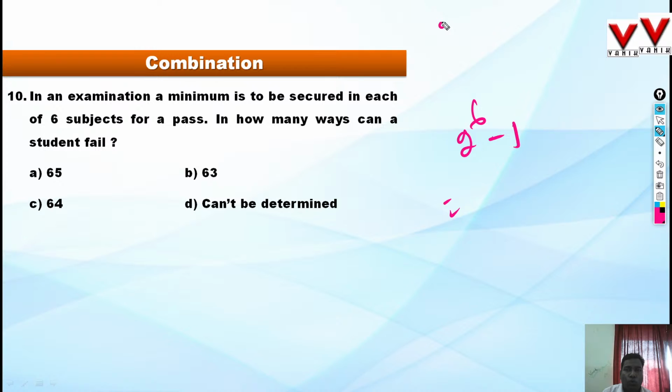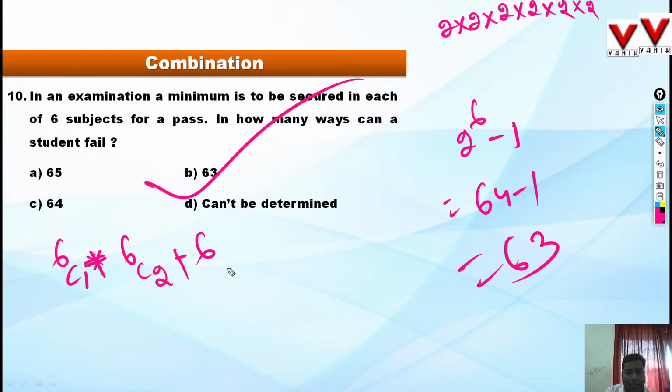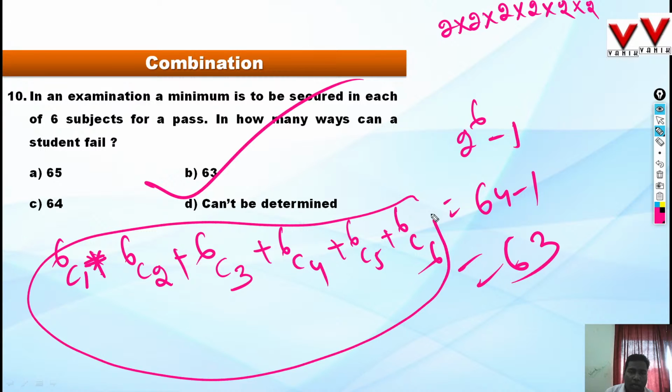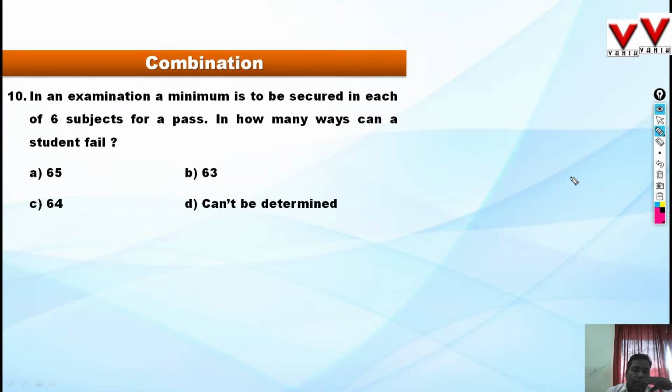So how? Suppose in one subject he failed, that is 6C1, plus suppose he failed in 2 subjects, 6C2, and he failed in 3 subjects, 6C3, then 6C4 and 6C5, and all the subjects 6C6. If you solve this question as 6C1 plus 6C2 plus 6C3 plus 6C4 plus 6C5 plus 6C6, it will be time taking to find the answer. When the calculation is in this way, the shortest calculation is 2 to the power 6 minus 1. Suppose another example: 5C1 plus 5C2 plus 5C3 plus 5C4 plus 5C5, that means the total is equal to 2 to the power 5 minus 1. If you solve these questions, then you will get your answer.